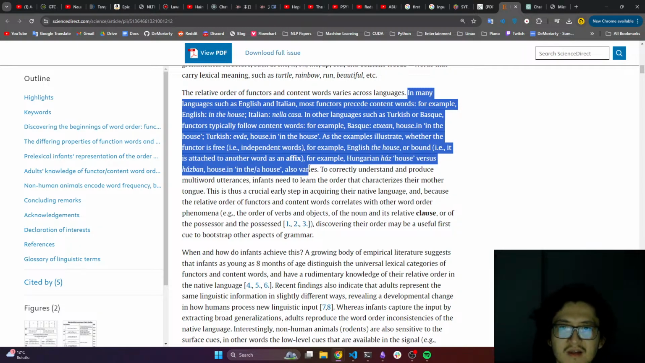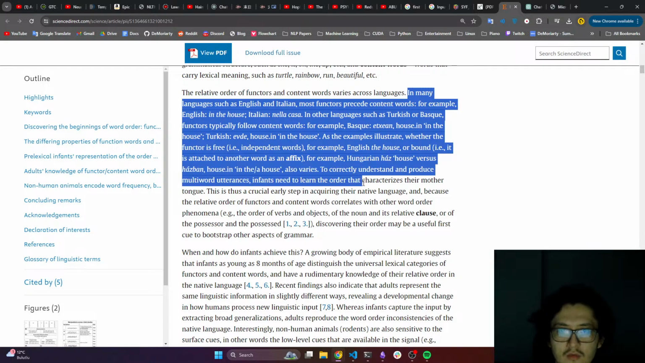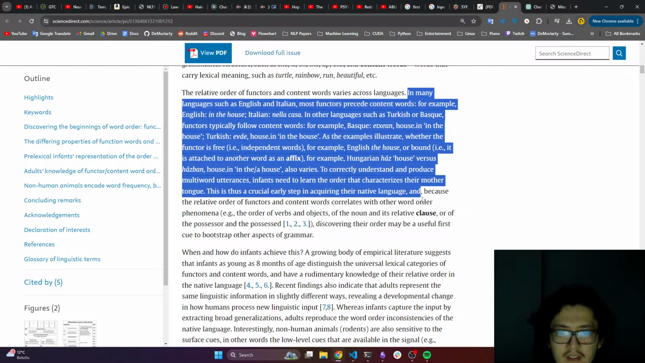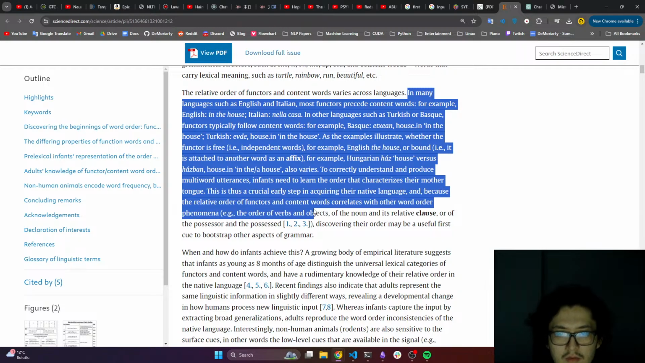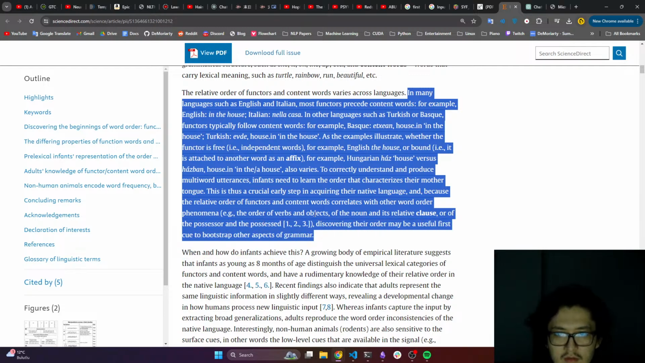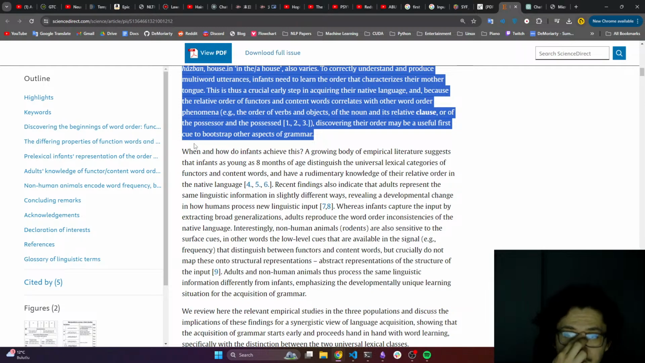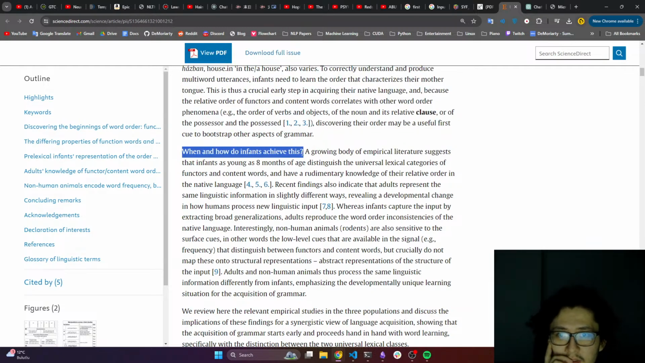Like what? Also varies. To correctly understand and produce multi-word utterances, infants need to learn the order that characterizes their mother tongue. This is thus a crucial early step in acquiring their native language, and because the relative order of functors and content words correlates with other word order phenomena, the order of verbs and objects, and nouns and relative clauses, discovering their order may be a useful first cue to bootstrap other aspects of grammar. When and how do infants achieve this?